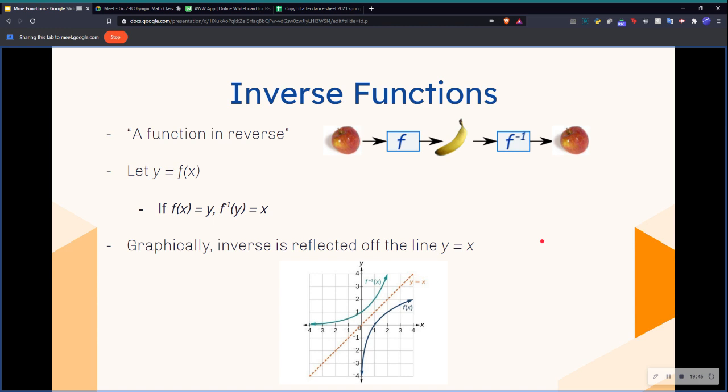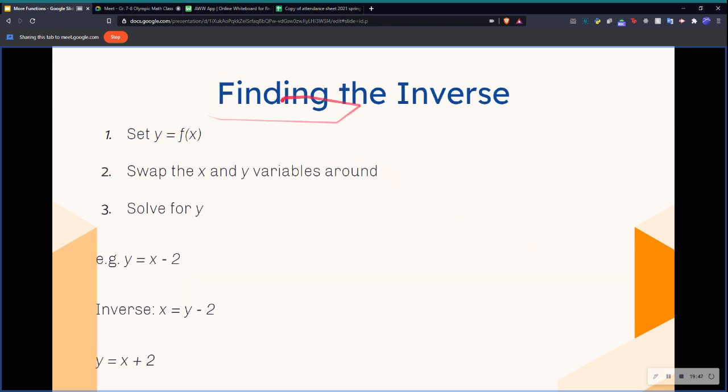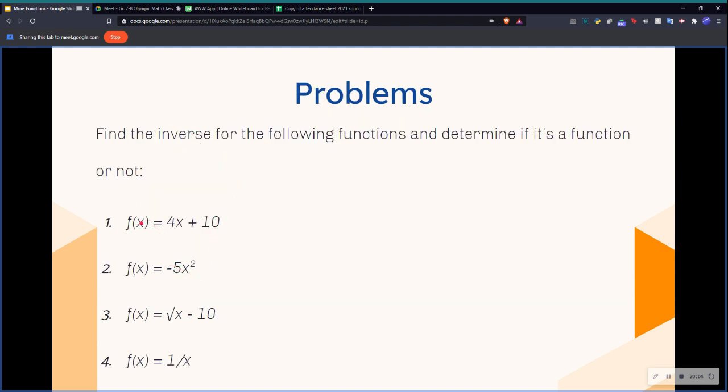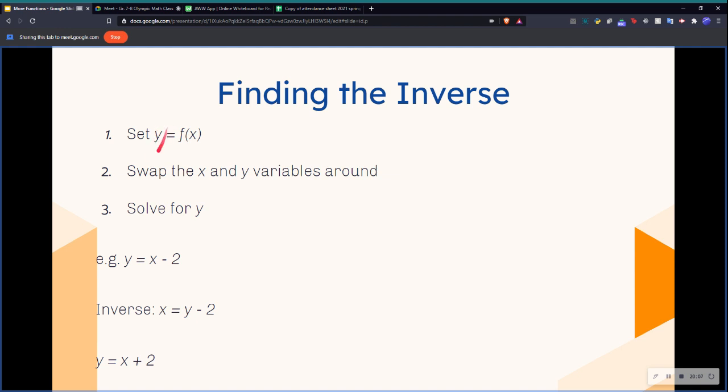So how do we find an inverse function? That's what we're going to focus on. Basically, we can sum it up in these 3 steps right here. First, say we had a function f of x. That's what's given in the question. In these problems, you're only given f of x. So first you set y equal to f of x. It could also be g of x, but just set y equal to the function. For this example, say your f of x was equal to x minus 2, you just set y equal to x minus 2 instead of f of x.